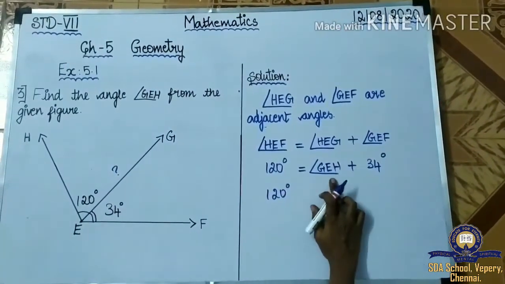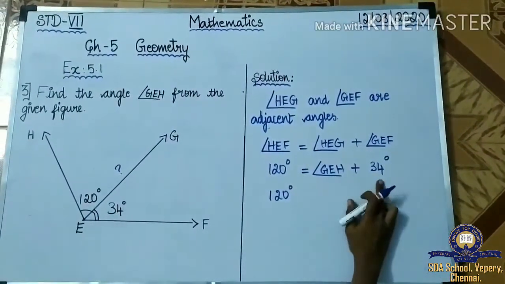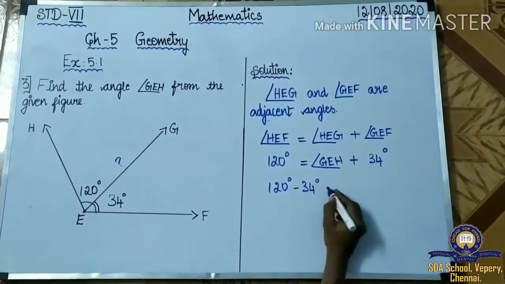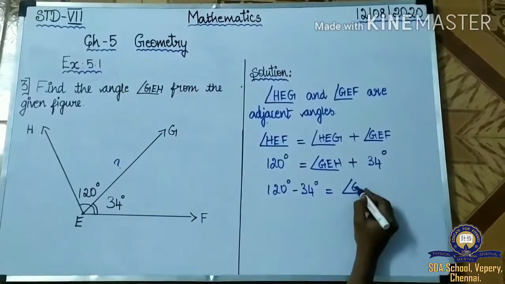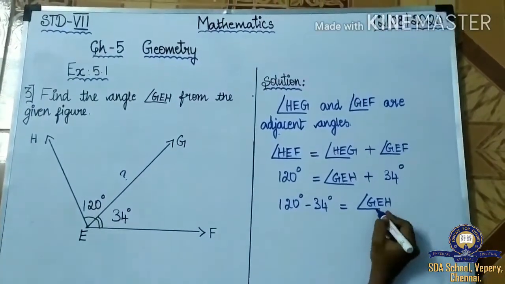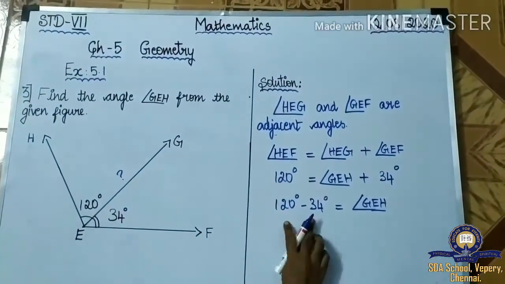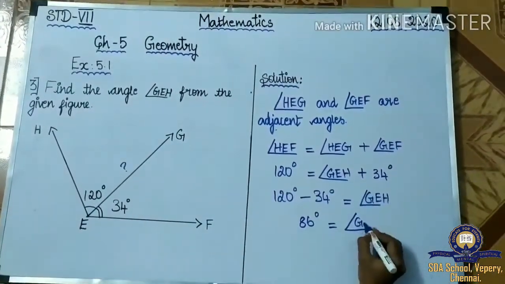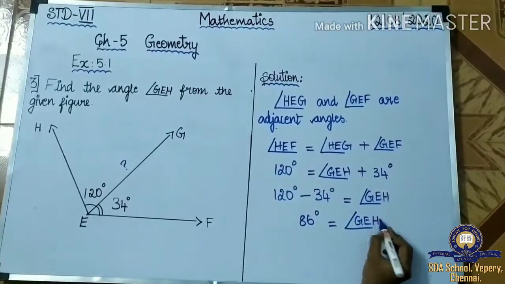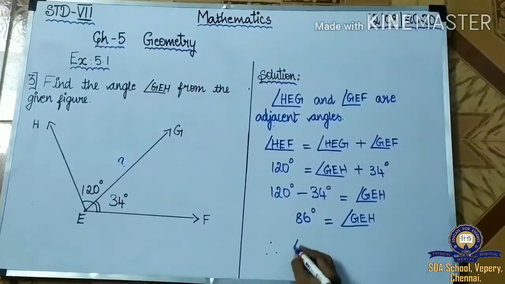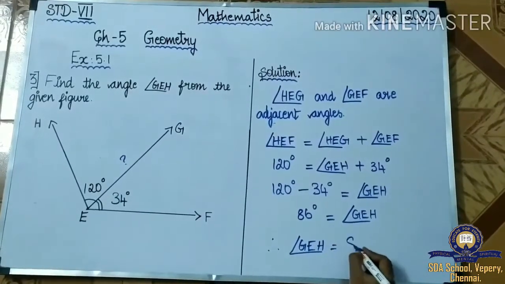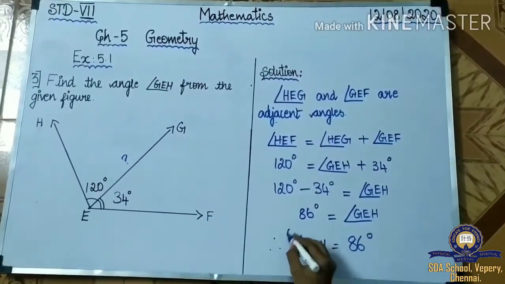See, we are going to find this angle only. So the 34 moves to the left side, and it will become minus 34 equal to angle GEH. When we subtract the two values, we will get 86 degrees equal to angle GEH. Finally, we find that angle GEH equals 86 degrees.